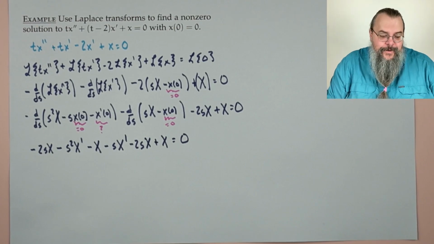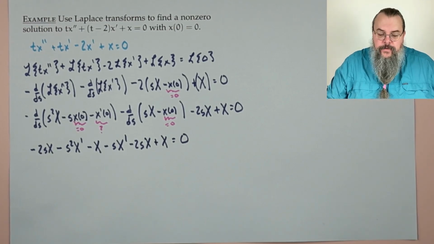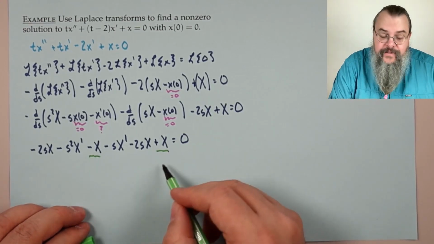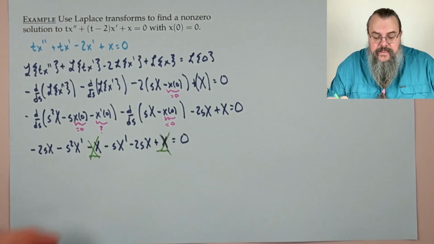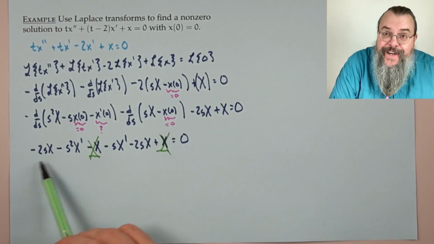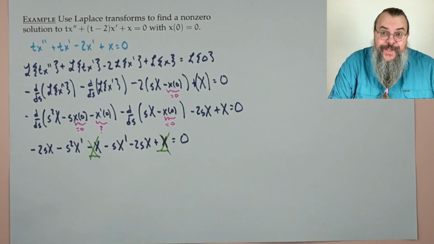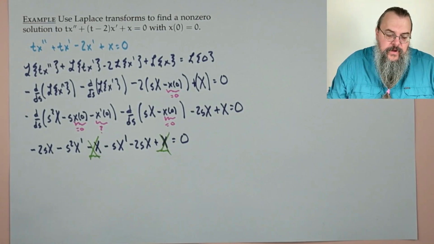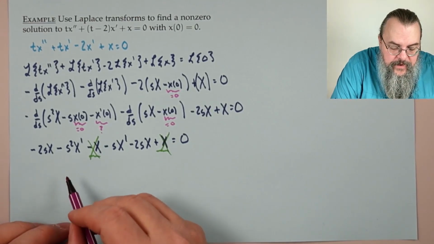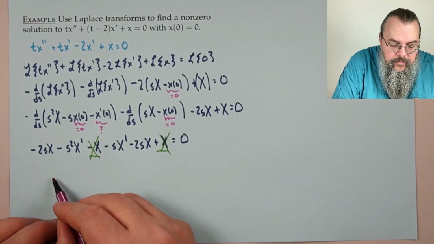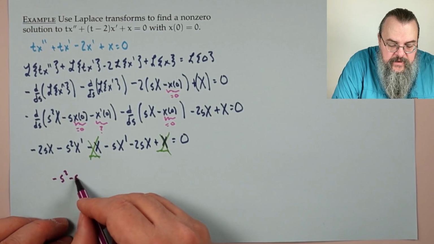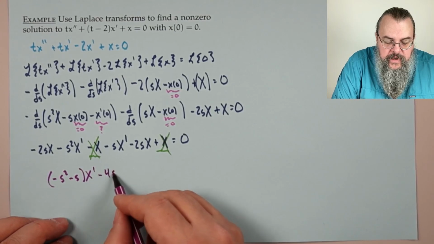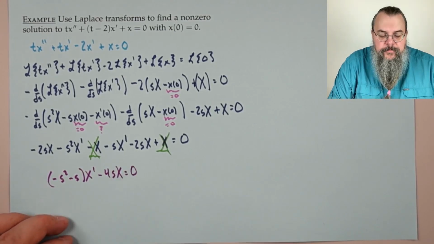Okay, so what can we do? Well, now we can start cleaning up. We see there's a minus x and a plus x. Cancel. Nice. Unfortunately, the minus 2sx and the minus 2sx don't cancel. They can combine, though. All right. So let's see what we have. We have the following. We have minus s squared minus s, and that's times our x prime. And then minus 4sx equals 0. Huh.